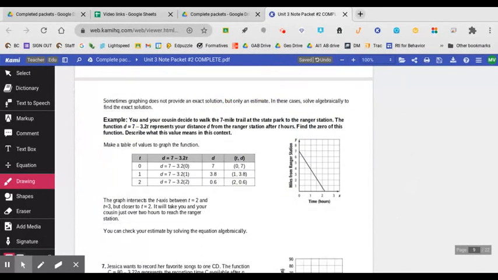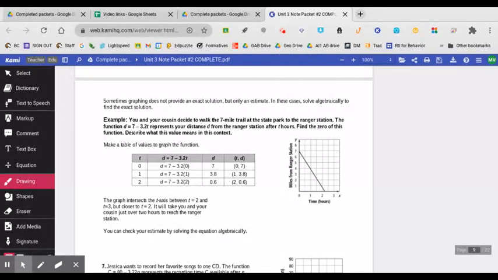Sometimes graphing does not provide an exact solution, but only an estimate. In these cases, solve algebraically to find the exact solution. Example, you and your cousin decide to walk the 7-mile trail to the state park to the ranger station. This is d equals 7 minus 3.2t, represents your distance d from your ranger station after t hours. Find the zero of this function, describe what this value means in its context.